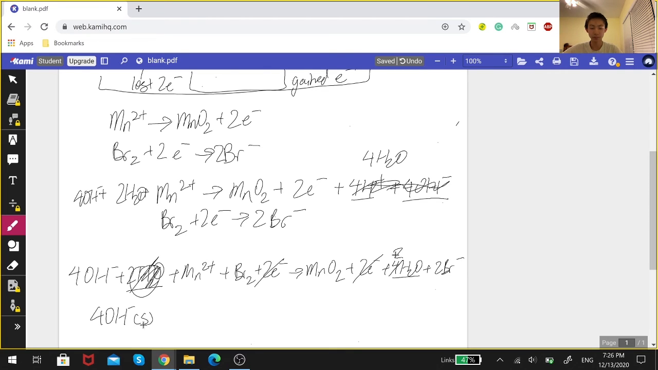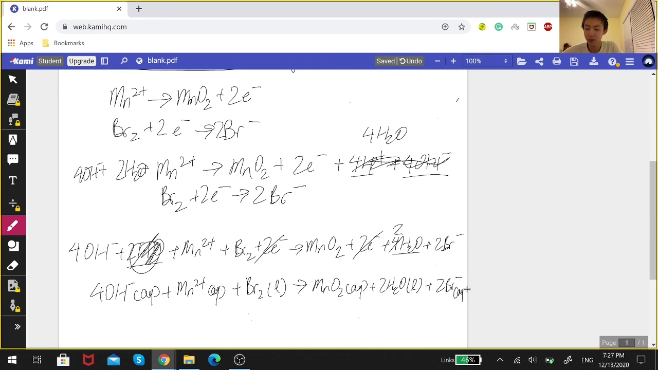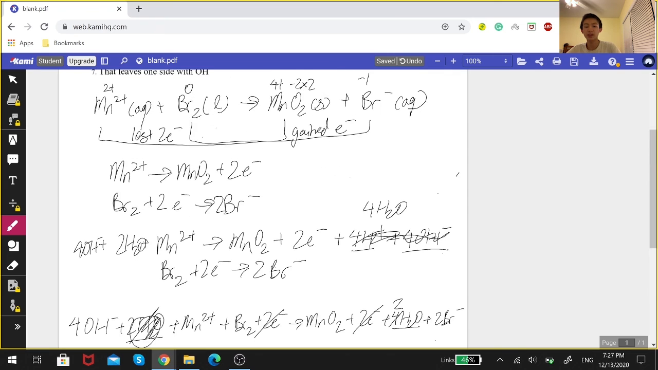Now for the states. Mn2+ is aqueous because that's what we're given in the equation, plus Br2, which should be liquid at room temperature, and yields MnO2, which is solid, plus 2 H2O, which will be liquid, and finally plus 2 Br minuses, which are also aqueous. So this is our final redox reaction in this basic solution.